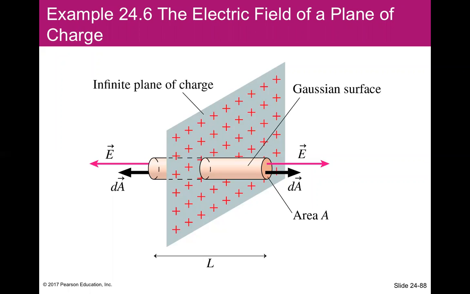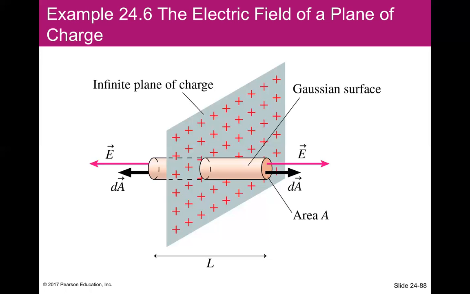First of all, you have an infinite plane of charges. Let's suppose it's a positive charge. Now the question is, what is the electric field strength at some point? Let's say here at this point, what's the electric field? First of all, let's try to use Gauss's law to simplify the calculations.